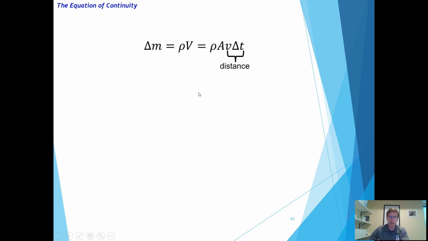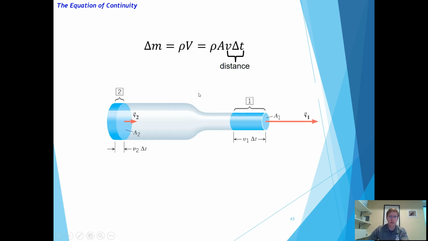All right, so the next thing I want to talk about is mass flow rate. If we think about fluid moving through a pipe, if you're looking at some point, let's say over here at point 1, you have some chunk of water that's going to move through it in a given period of time. How much water moves through it in a given period of time?